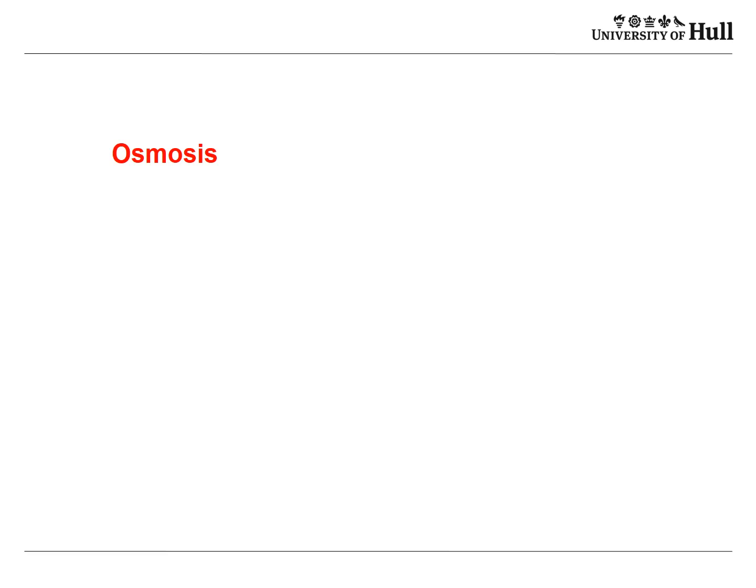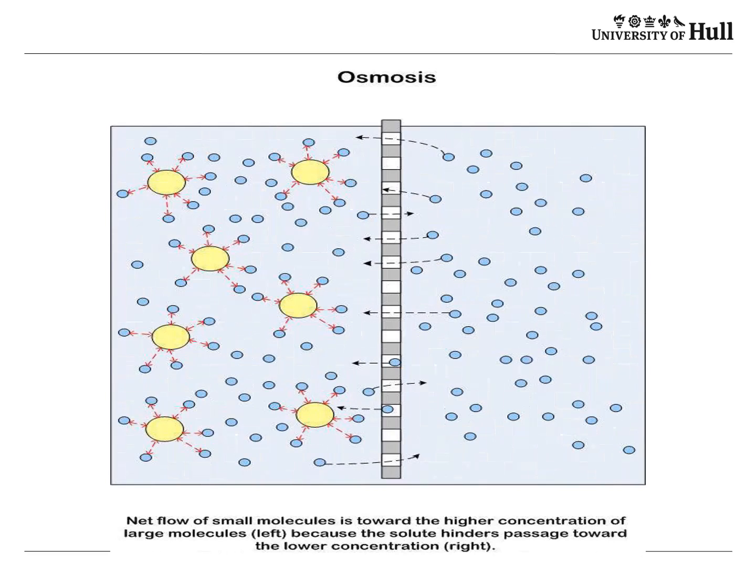First of all, we'll look at osmosis. Osmosis is the movement of water through semi-permeable membranes and depends on the concentration of solutes on either side of that membrane. The higher the concentration of solute, the lower the concentration of water, and therefore water moves in that direction.